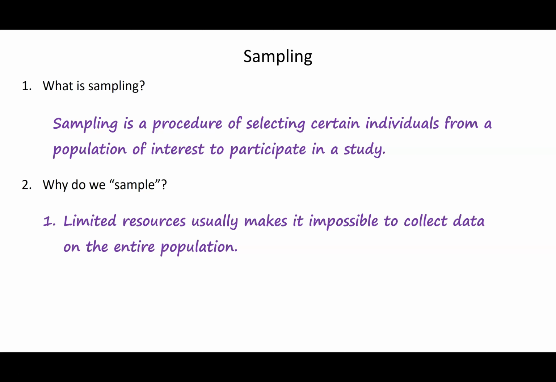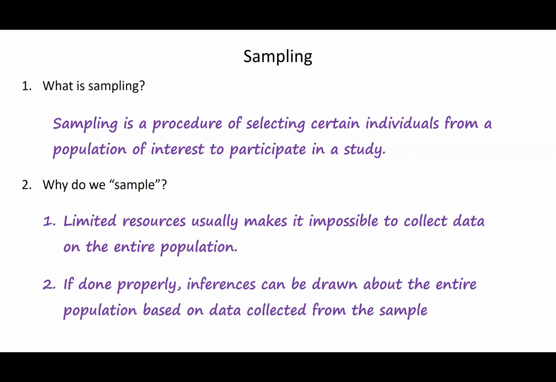So the first, limited resources makes it impossible or very difficult to collect data on the entire population. If I said, okay, you have 1 week, collect data on every single OSU student, you're not going to be able to reach every single OSU student in that span of time. The money, the time it would take to actually get this done would not make it feasible.